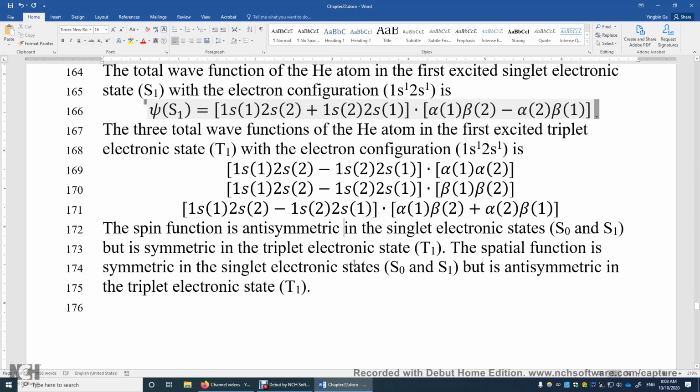Alright, so in summary, the spin function is antisymmetric in the singlet electronic states S0 and S1. The spin function is symmetric in the triplet electronic state T1. On the contrary, the spatial function is symmetric in the singlet electronic states, but is antisymmetric in the triplet electronic state.